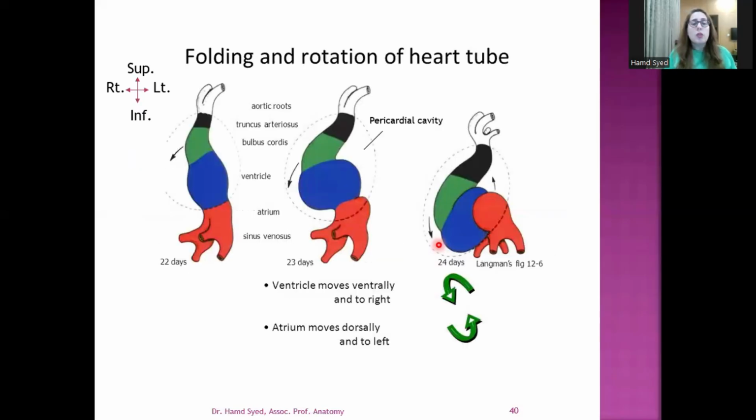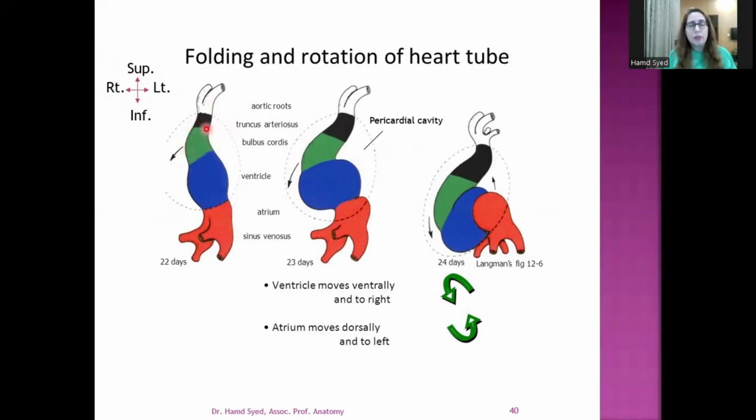Now, here are the series of diagrams. They've been taken from Langman's Medical Embryology, and they're showing us the bending of the heart tube. And here I've drawn a compass just so you get an orientation of the direction that this is superior and then inferior. And on this side, you've got the left, and here is the right. So the early stage is when the heart tube is not bent.